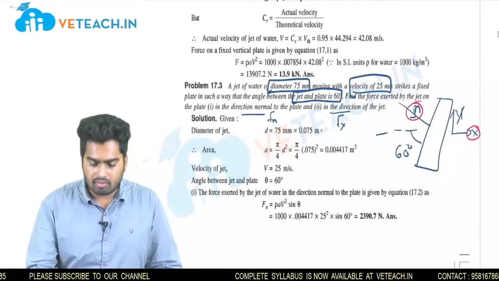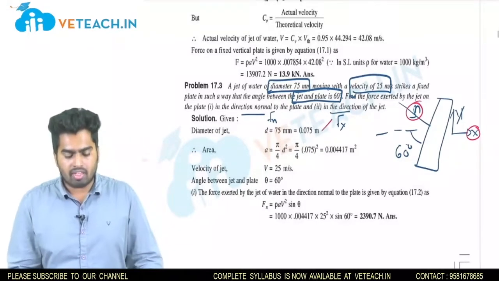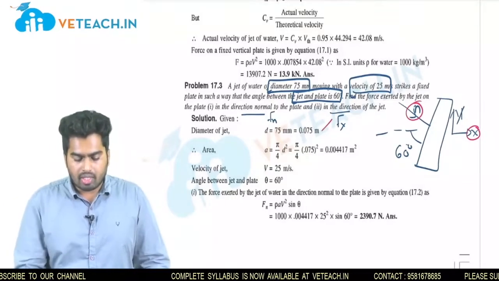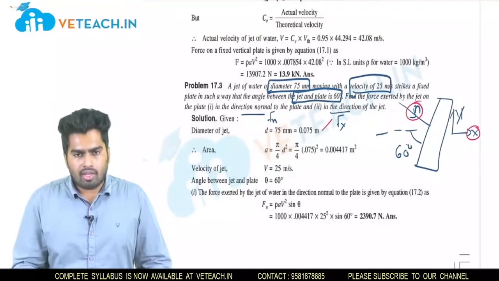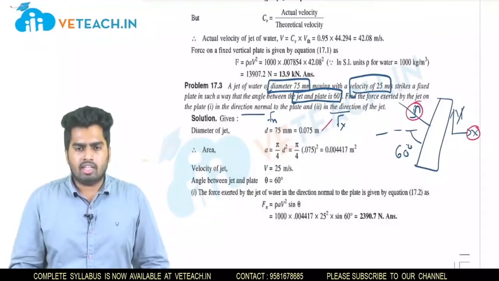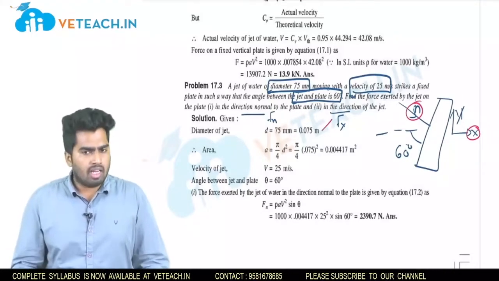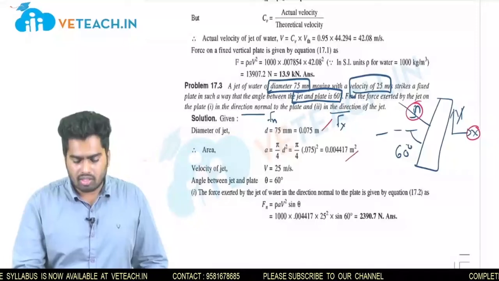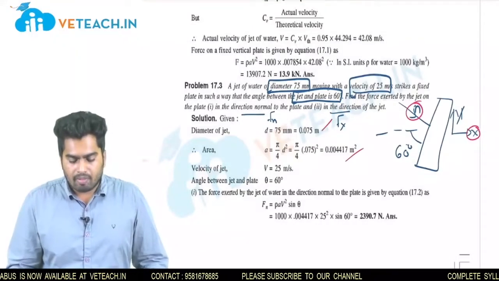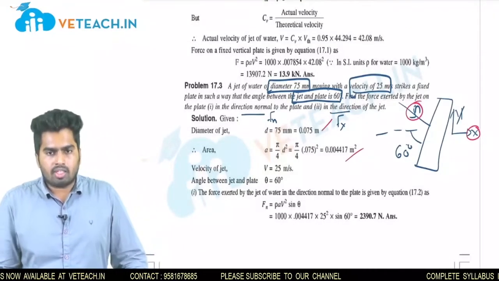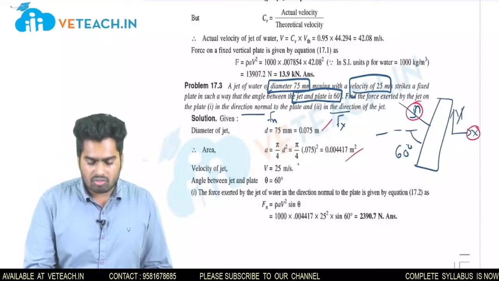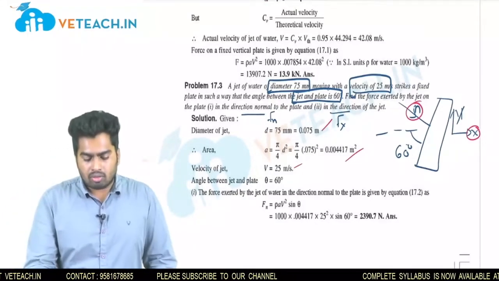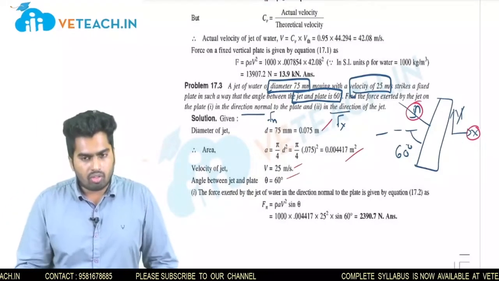The diameter is given, which is 75 mm. When you convert it into meters, we get 0.075 meters. Area is not given, but indirectly we can find it. When the diameter of the jet is known, we can find it from the formula A equal to pi by 4 d square. The area value is 0.004417 meter square. The velocity of the jet is 25 meters per second, and the angle between the jet and the plate is 60 degrees. So these are the four data given to us.